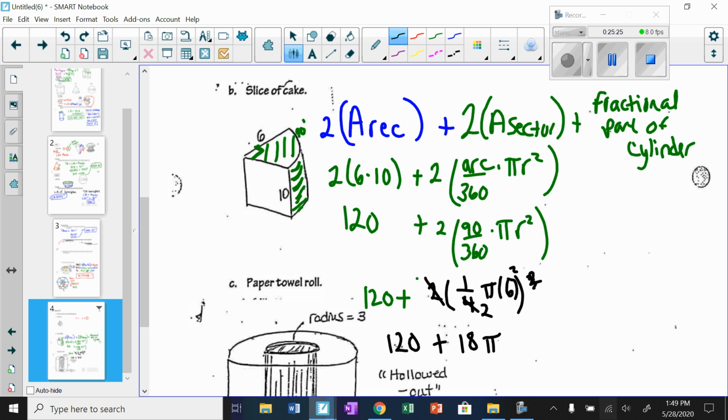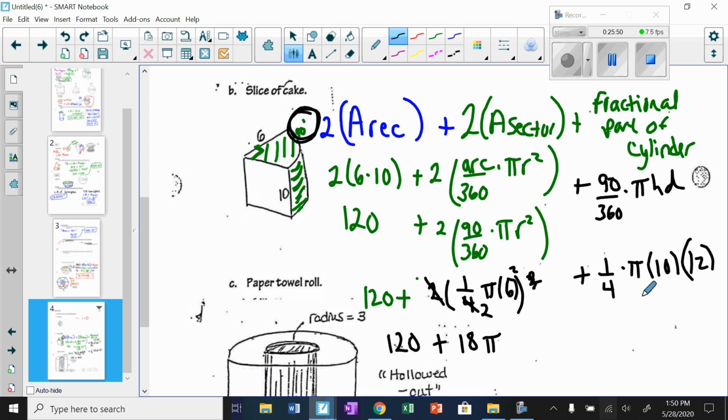Still not done. So now the fractional part of the cylinder. To find the fractional part of the cylinder, you're going to take whatever degree that arc is from the sector and put it over 360 times the lateral area, which is pi h d. So in this scenario, we were down to 1/4 pi. Our height is 10. Our diameter is 12. 1/4 of 12 is 3, so we are plus 30 pi. So we are 120 plus 48 pi.